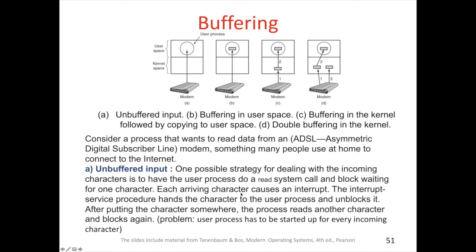Each arriving character can cause an interrupt. The interrupt service procedure hands the character to the user process and unblocks it. After putting the character somewhere, the process reads another character and blocks again. The problem is that the user process has to be started up for every incoming character.